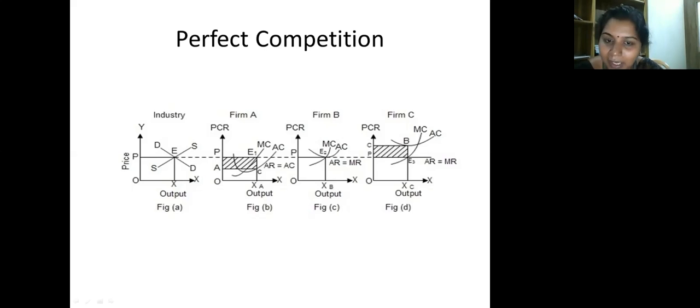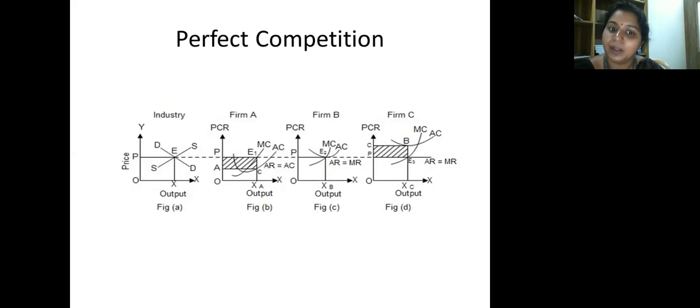The AR curve is a straight line, and the AC curve is a U-shaped curve. If you see the difference, here the AC curve is below the AR curve. So cost is less than revenue, which means definitely it is a profit for the firm.